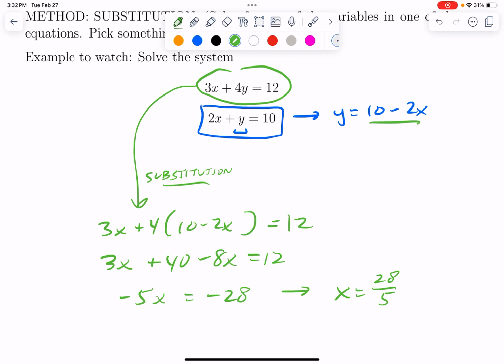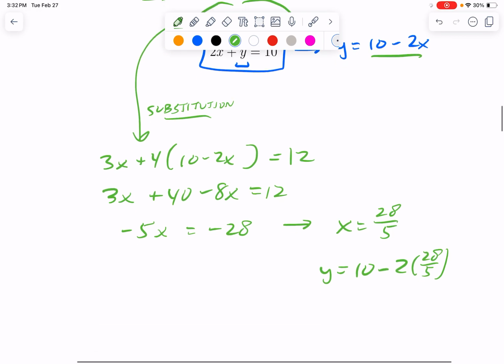Now we're not done. A solution here means figure out what is x and what is y. Once you know x, just find any equation, plug it in to solve for y. Probably the easiest one is here. So y would be 10 minus 2 times 28 fifths. And the fractions here are a little annoying, but we can do this. This would be 50 fifths minus 56 fifths, which is negative 6 fifths.